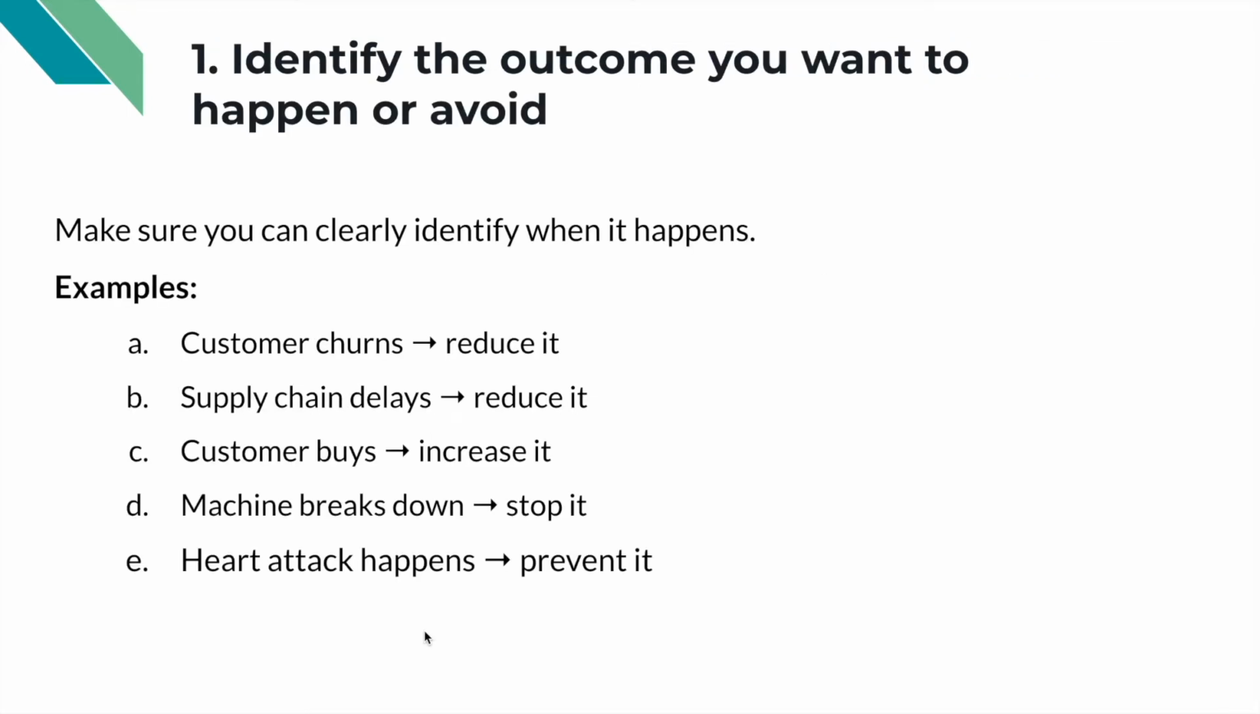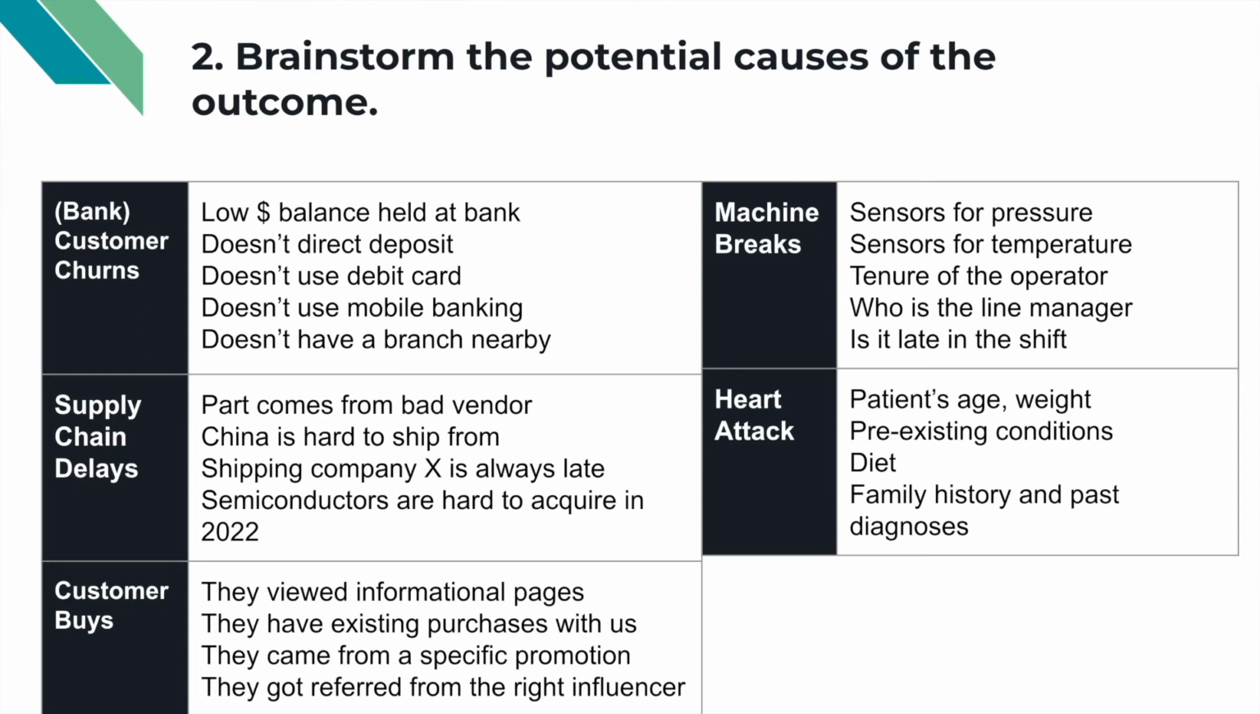To take a look at this in more detail, we can take examples for 5 different machine learning problems that are highly common in the industry. For instance, customer churn, we want to reduce it. Supply chain delays, avoid it. Customer buying, increase it. Machine breaks down, stop it. Heart attacks happen, prevent it. All of these things are very clear to the person who is in charge of managing it and are also very labelable in data. So as we break down each of these problems, we can take a look at the potential causes of those outcomes.